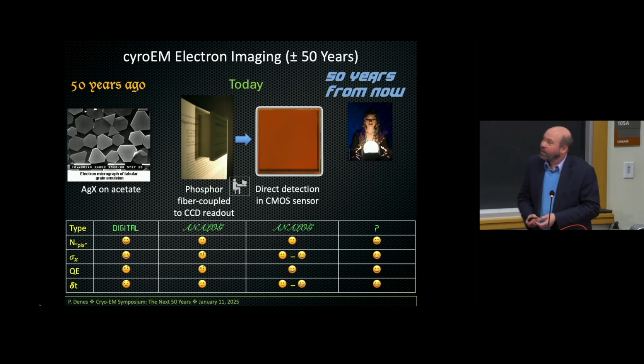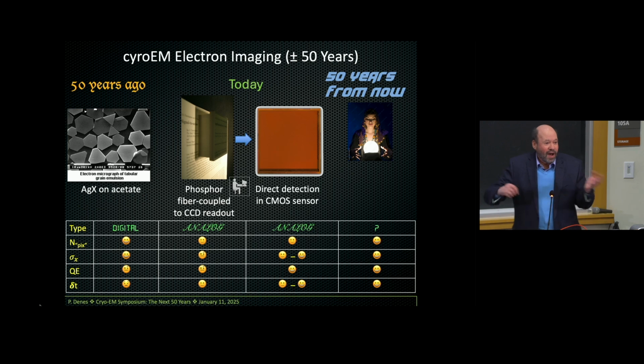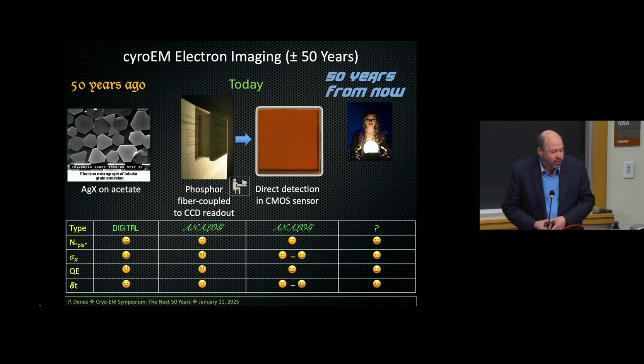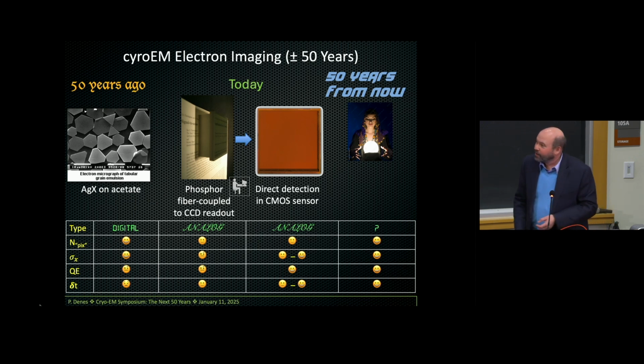So taking plus or minus half a century of cryo-EM electron detection, if I go back 50 years, we have alkali halide grains in emulsion on acetate, also known as film. It's wonderful because it's a digital detector. A film grain is flipped or it's not. It has various properties: lots of pixels, decent spatial resolution, so-so quantum efficiency. In terms of its temporal resolution, it's a little bit poor.